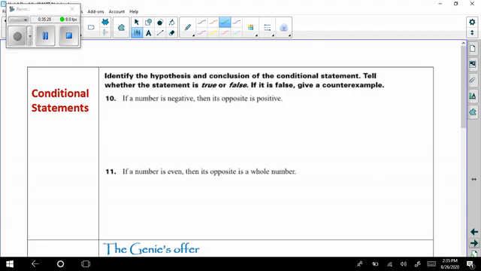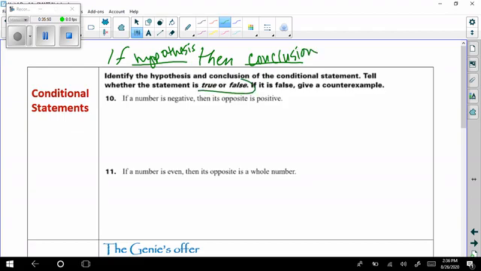So conditional statements. I want you to identify the hypothesis and the conclusion of each conditional statement. I will remind you that we have an if blank, then blank. This is the hypothesis, and this is going to be my conclusion. And then you need to tell me whether it's true or false.